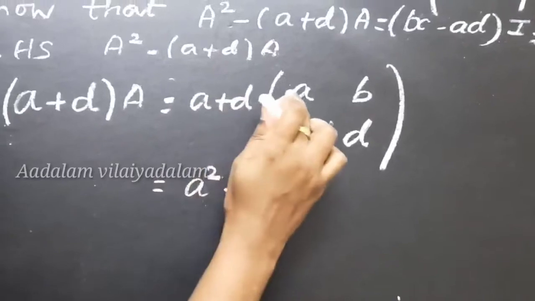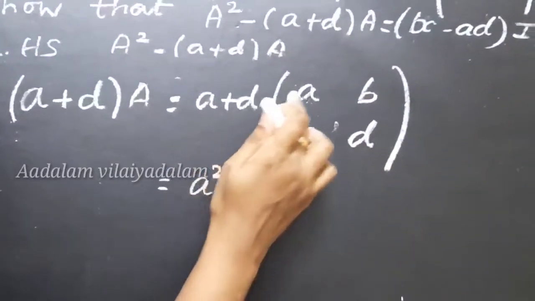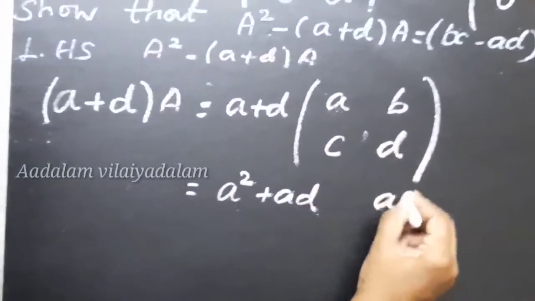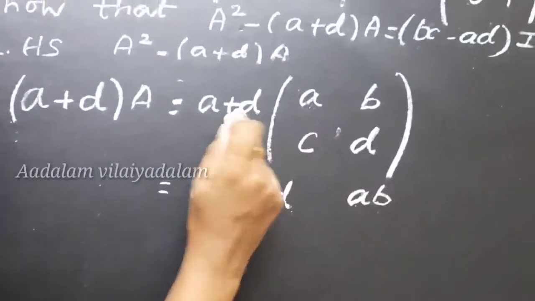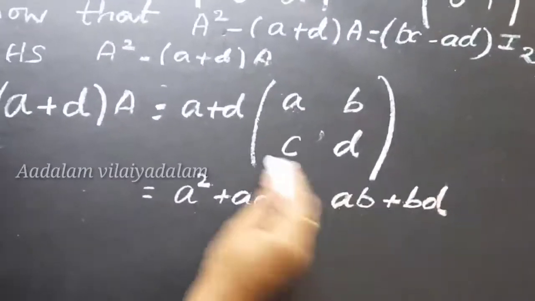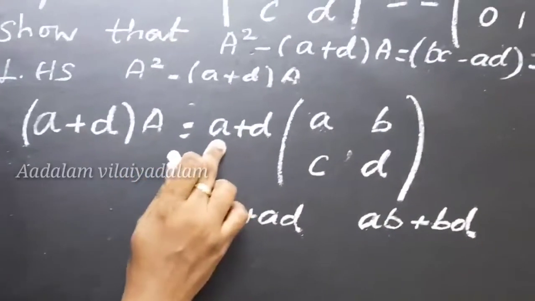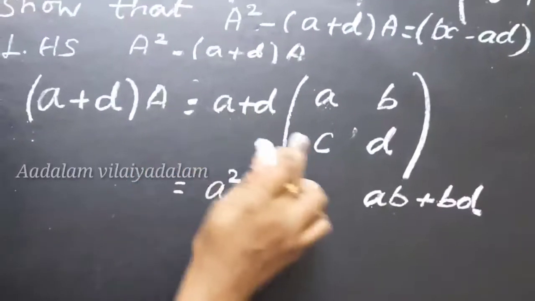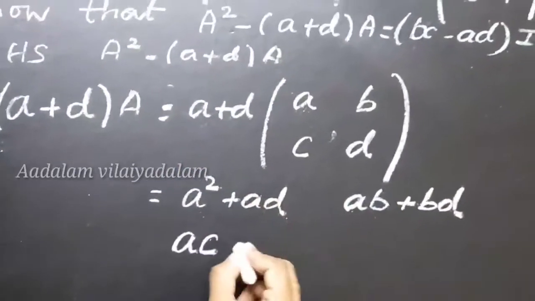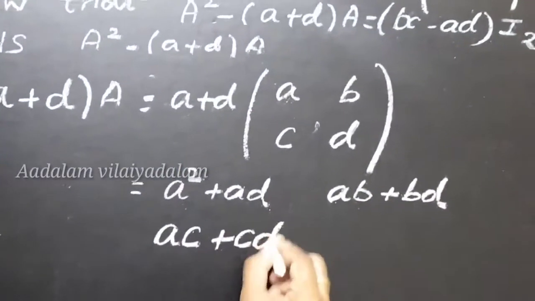So multiply each element by (A plus D). Second one here, A into B, AB. D into B, BD. So here (A plus D) is the constant value. So A into C, AC, D into C, CD or DC.